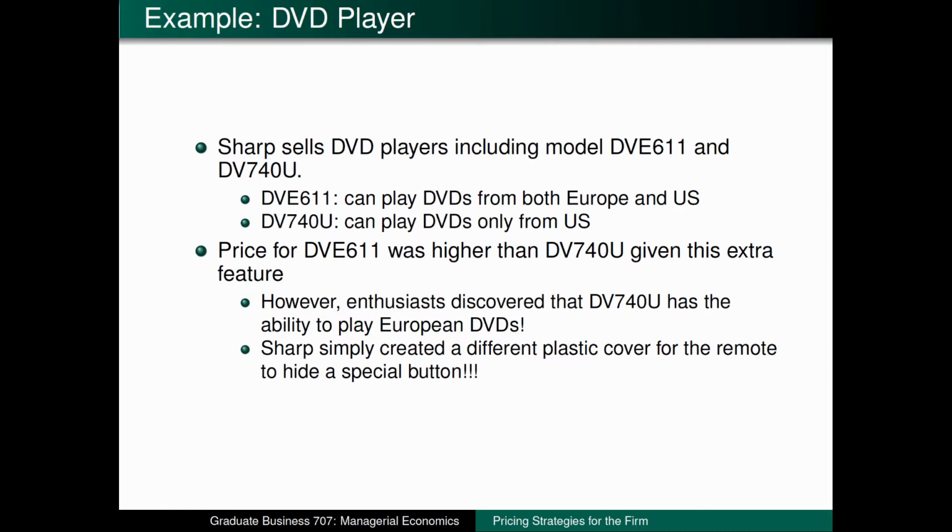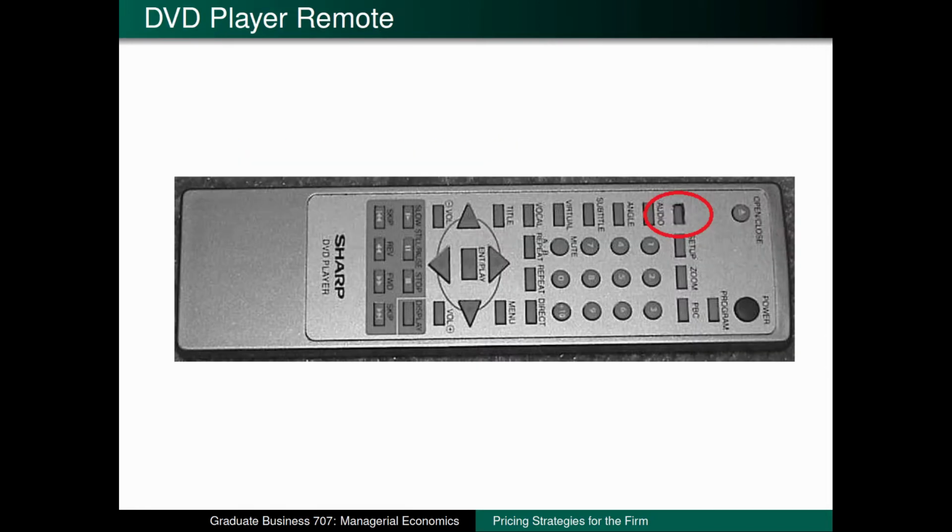The higher quality DVD player has a button on the remote that toggles between the European format and the American format. So what about the remote for the American-only DVD player? Well, it turns out that the only difference in the remote is that plastic cover for the American-only DVD player covers up that button to toggle between formats.